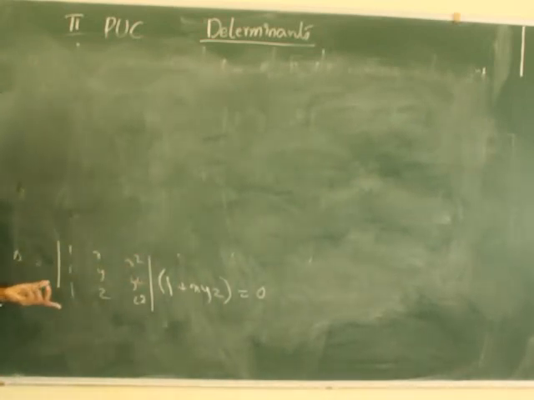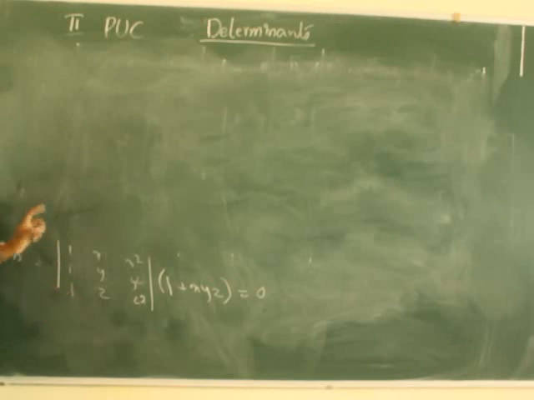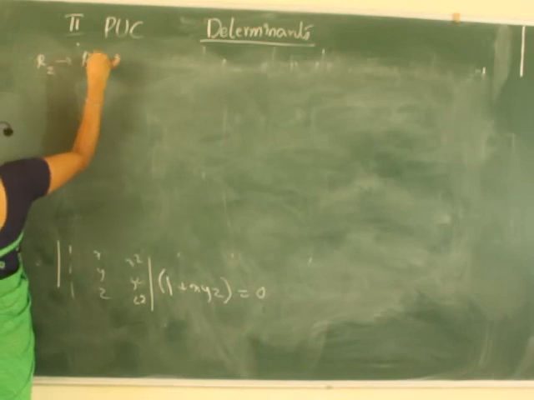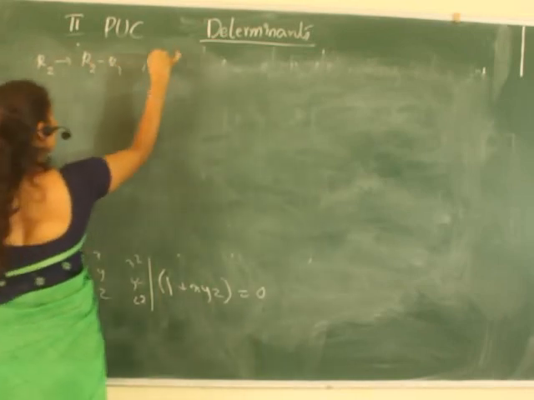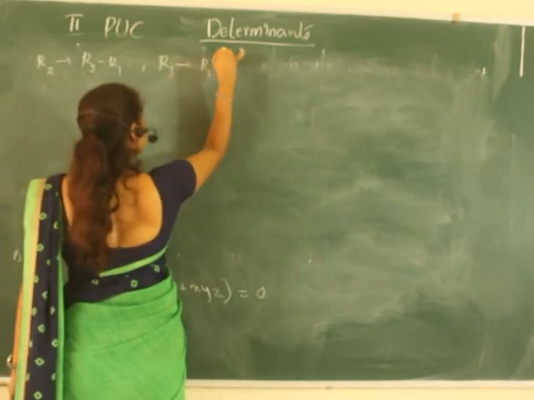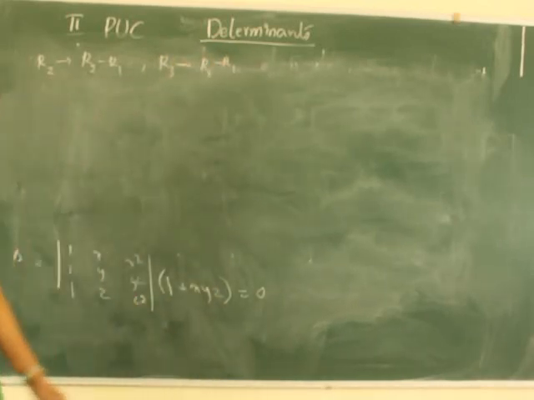Not directly expansion, we have to simplify this. So how can we simplify? What I will do is change this and this to zeros. So how can I change? I will use R1. R2 changes to R2 minus R1. Similarly, R3 changes to R3 minus R1.